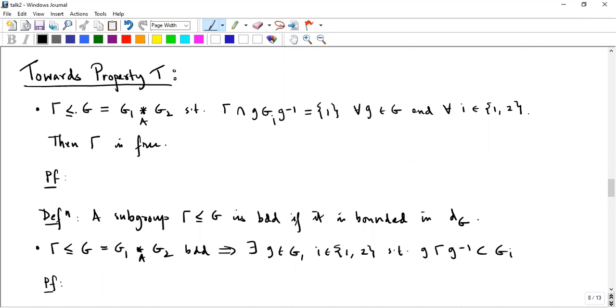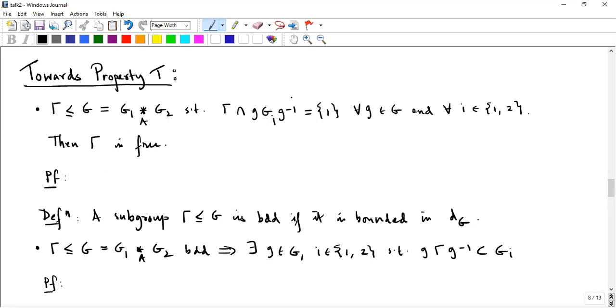amalgamated free products. So suppose that gamma is a subgroup of G, which is the amalgamated free product of G1 and G2 along a subgroup A, such that gamma intersects every conjugate of each of these factors trivially. Then I claim that gamma is free. Well, why is this true?